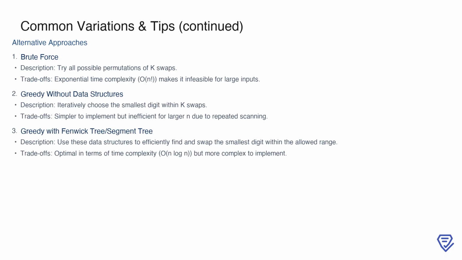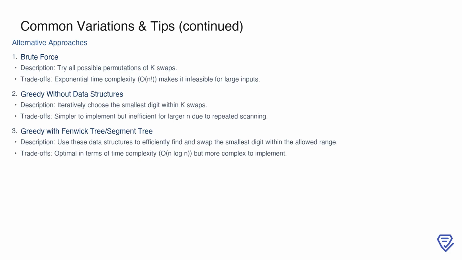There are several approaches to solving this problem, each with its own trade-offs. A brute force method would involve trying all possible permutations of k-swaps. While conceptually straightforward, this approach has exponential time complexity, making it impractical for larger inputs. A simpler alternative is a greedy approach without additional data structures, where you iteratively choose the smallest digit within the allowed range of k-swaps. While easier to implement, this method can become inefficient for larger values of n due to repeated scanning of the digits.